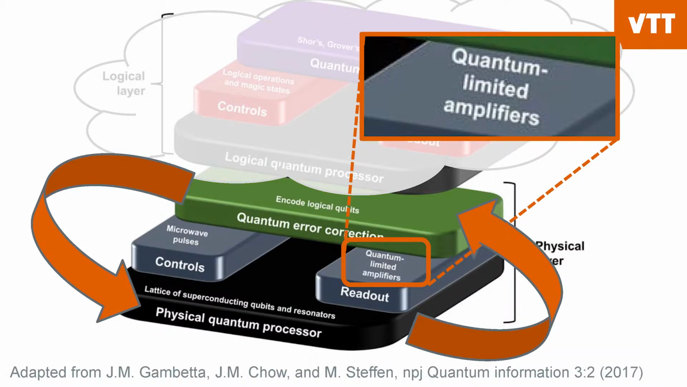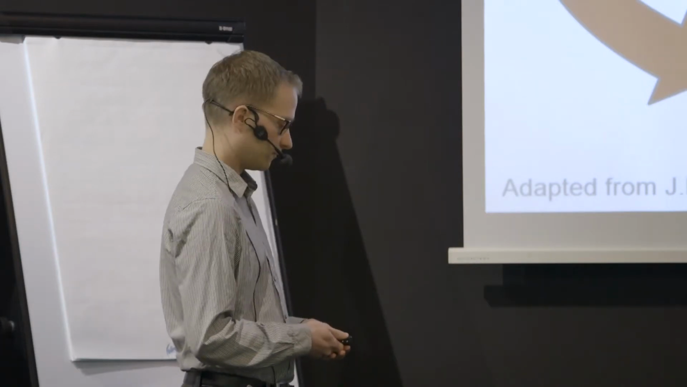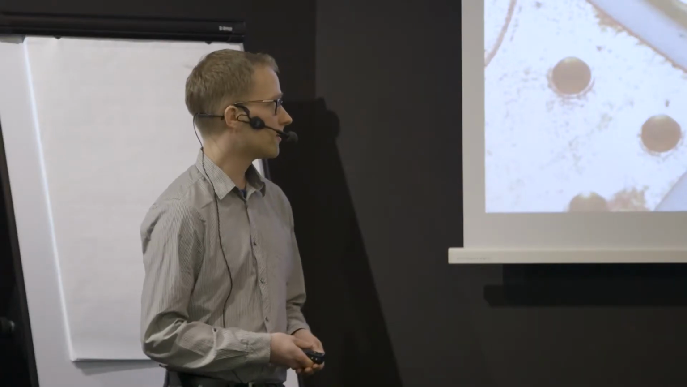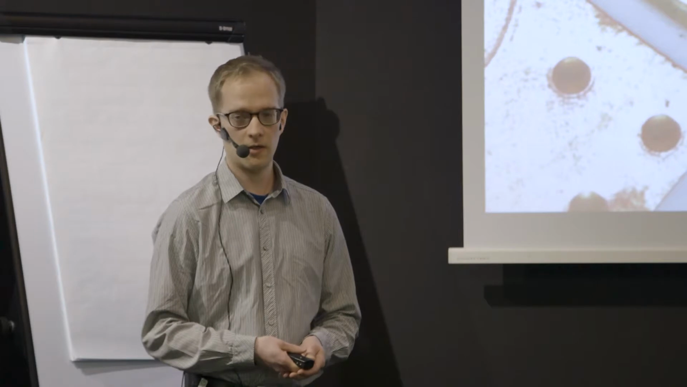In the rest of my talk, I will focus on quantum limited amplifiers, which are a critical building block in making this error correction cycle work. Quantum limited means that the amplifiers add very little noise, and thanks to this, it's possible to extract the information from the qubits in only a single attempt. Here's an example of a quantum limited amplifier realized at VTT. What you are looking at here is a silicon chip with the size of 5 millimeters by 5 millimeters. It's a so-called traveling wave amplifier, which belongs to the class of parametrically pumped amplifiers.